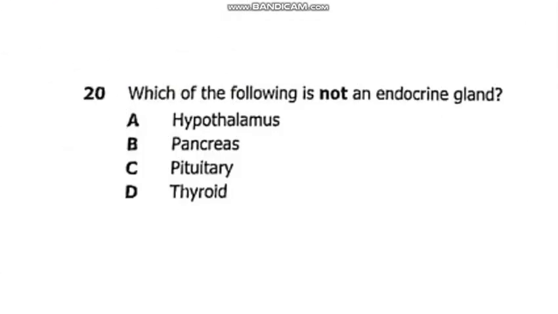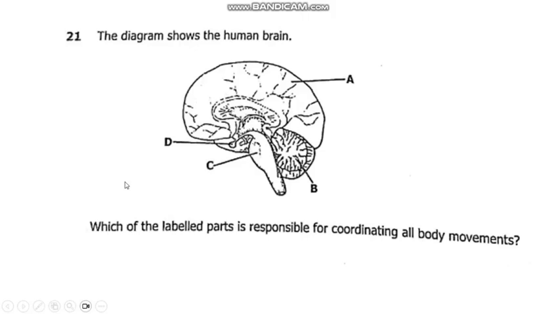So the question reads, which of the following is not an endocrine gland? A. Hypothalamus, B. Pancreas, C. Pituitary, D. Thyroid. So the part which is not an endocrine gland is the hypothalamus. So the correct answer is A. So we now move on to question 21.